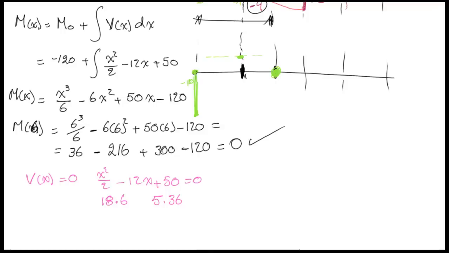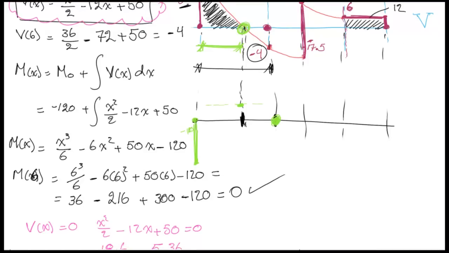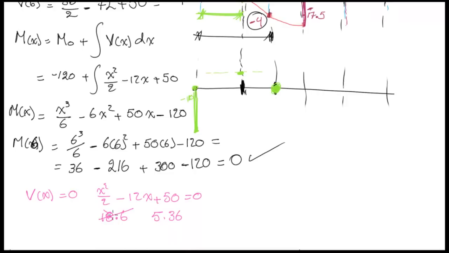What is the total length of the beam? The total length of the beam is 6 plus 6 plus 2. So it's 14. So this 18.6 is out of the question, and this one makes sense because remember the distance x right here is 6, so it's just before the 6. I'm not drawing it to scale, but it's before the 6. So right here the distance is 5.36.